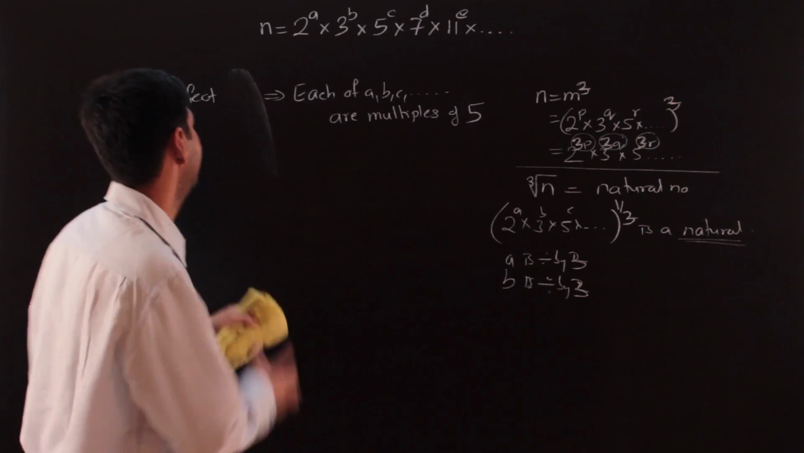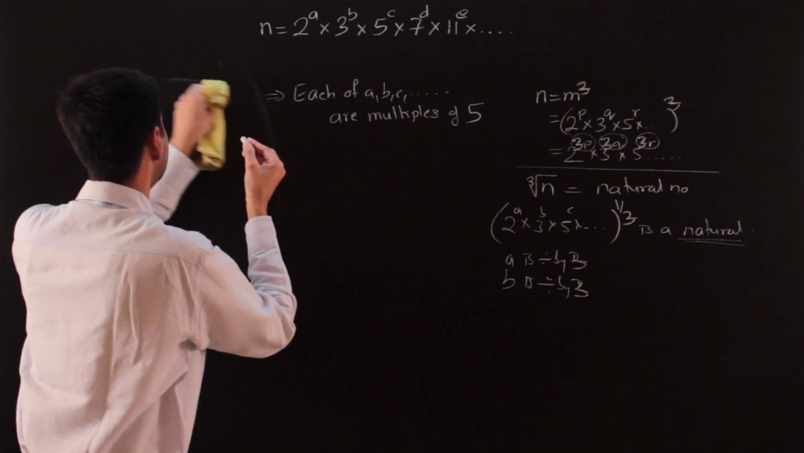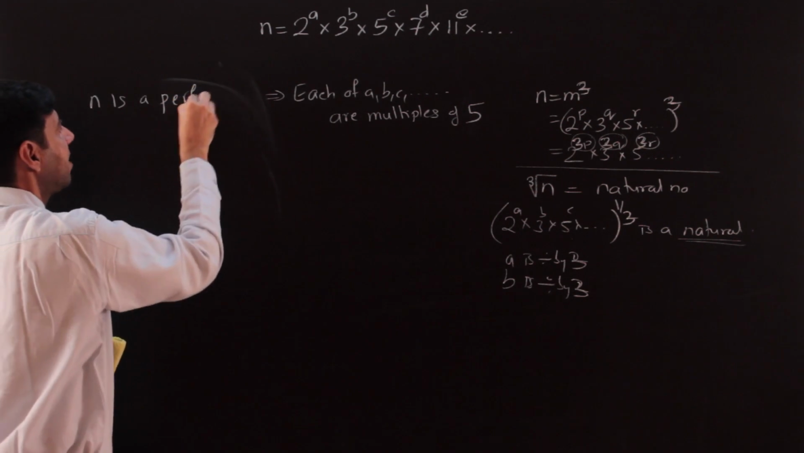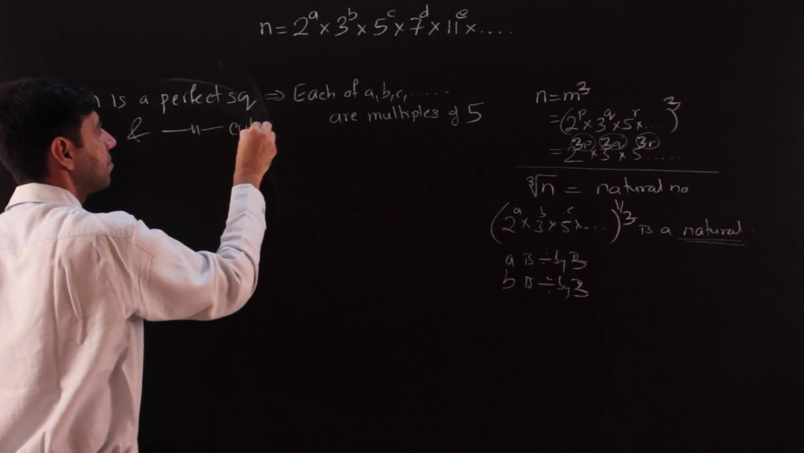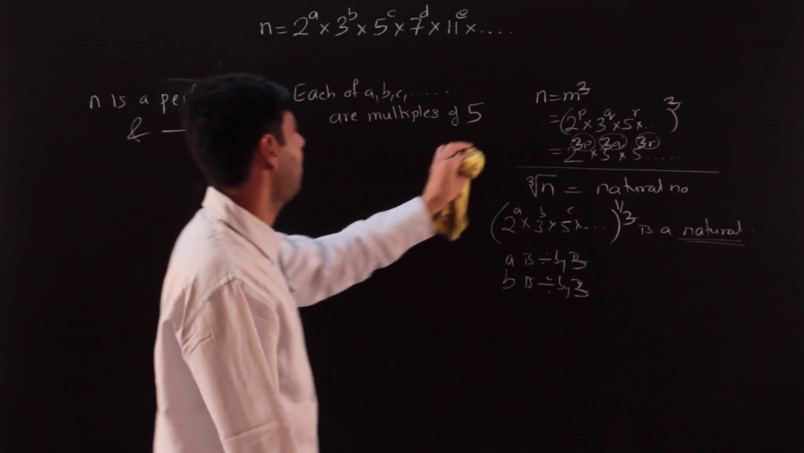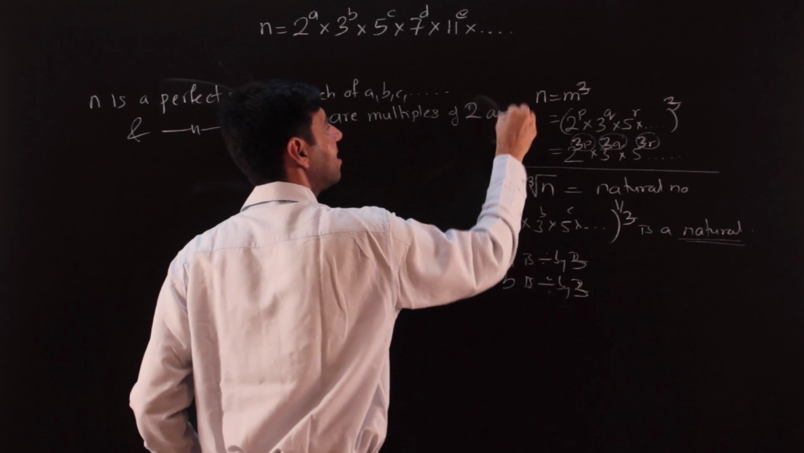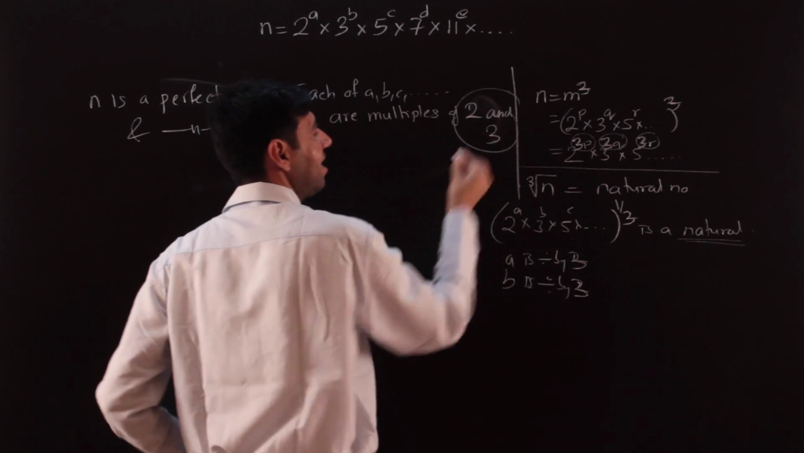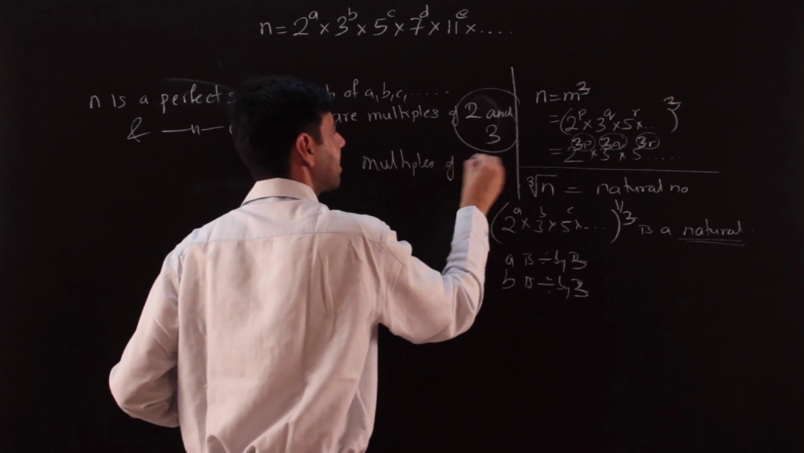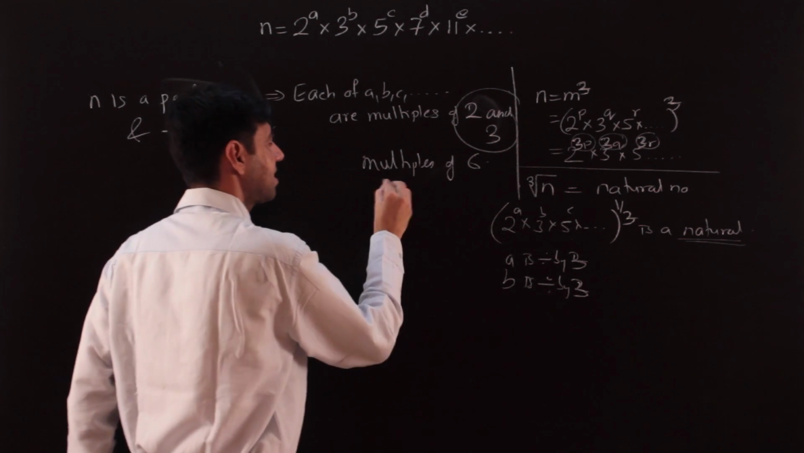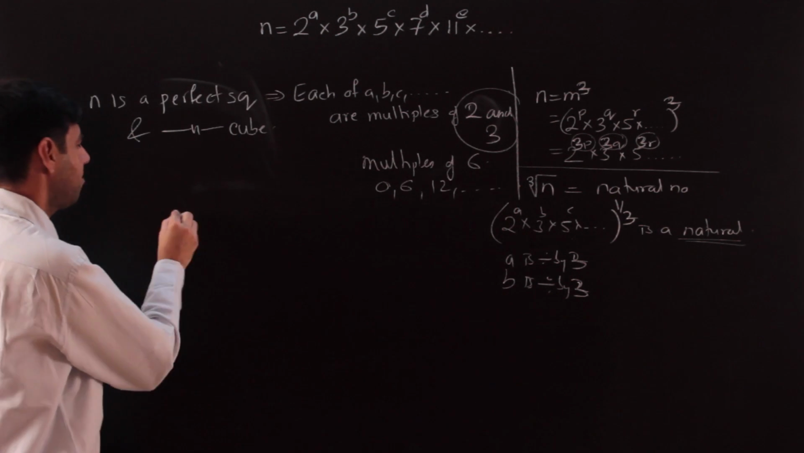An interesting takeaway from this is, what if it is a perfect square and a perfect cube? If it's a perfect square and a perfect cube, the indices need to be multiples of 2 and 3. 2 and 3 means multiples of 6. And what are the multiples of 6? 0, 6, 12, and so on.